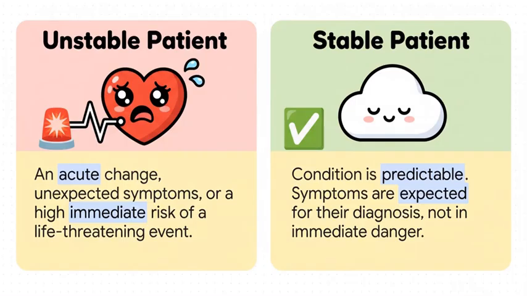All right, let's break this down. It's actually super simple. An unstable patient, that's someone who's going through an acute change, something totally unexpected, or a situation with a high immediate risk of something life-threatening happening. Now, a stable patient, they're the opposite. Their condition is predictable. The symptoms they have, yeah, we expect those for their diagnosis. They are not in immediate danger. See, we're making this so simple.